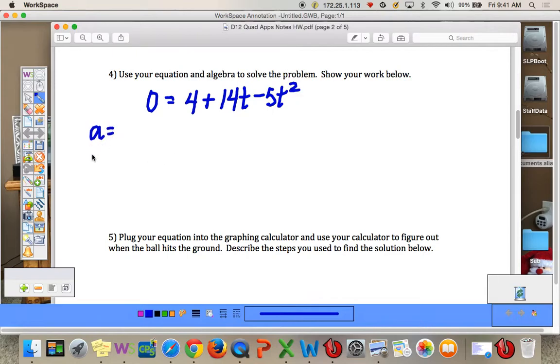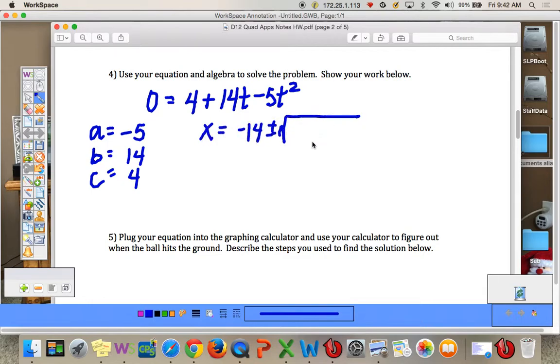What's a, what's b, and what's c? Now be careful, the equation is shifted around on you. a is the number next to the x squared, or t squared in this case, so a will be -5. The b value is next to the x, or the t in this case, so that's 14, and then c will be 4. So we are going to plug into our equation: x equals the opposite of b, plus or minus the square root of b squared minus 4ac, all over 2a.